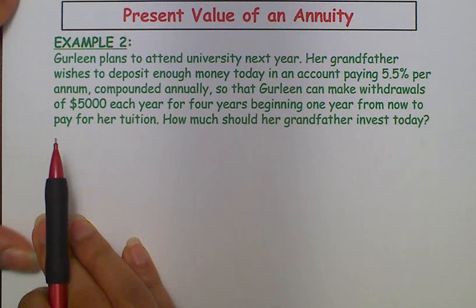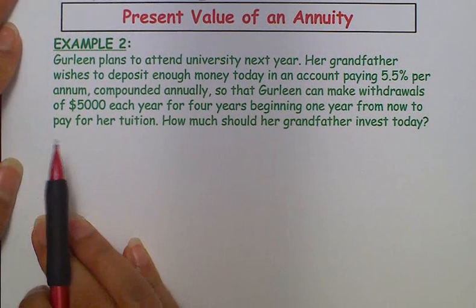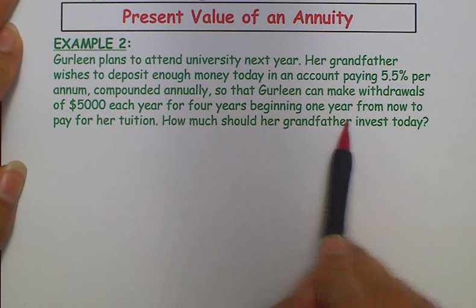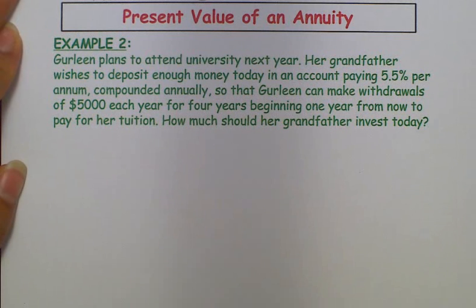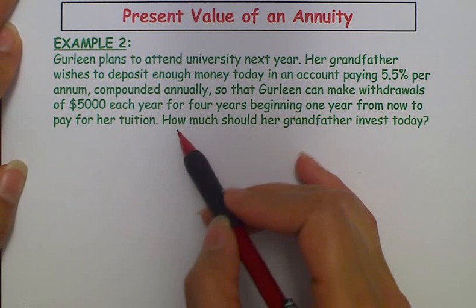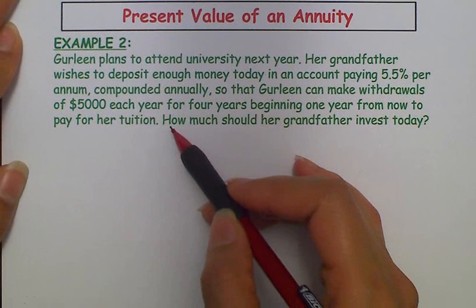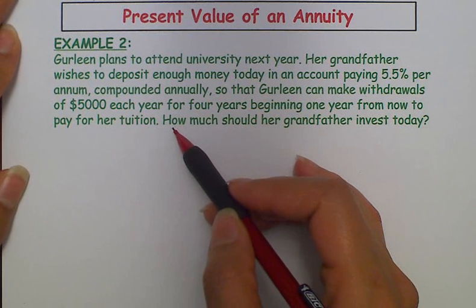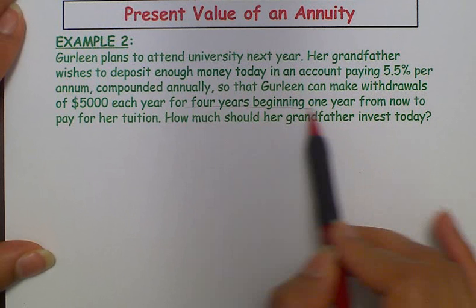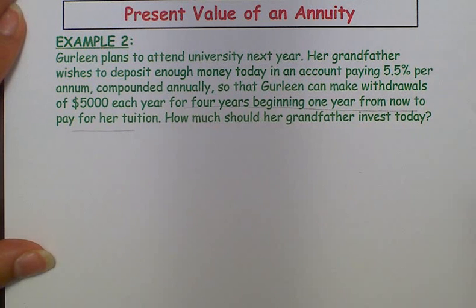Now, one of the things that might be a little bit tricky in this question is that it says 4 years beginning 1 year from now to pay for her tuition. I know that seems kind of tricky, but all that really means is that this represents an ordinary annuity. So don't worry too much about some of the weird wording that you might see. All this indicates is that this is an ordinary annuity. That's all that indicates there.